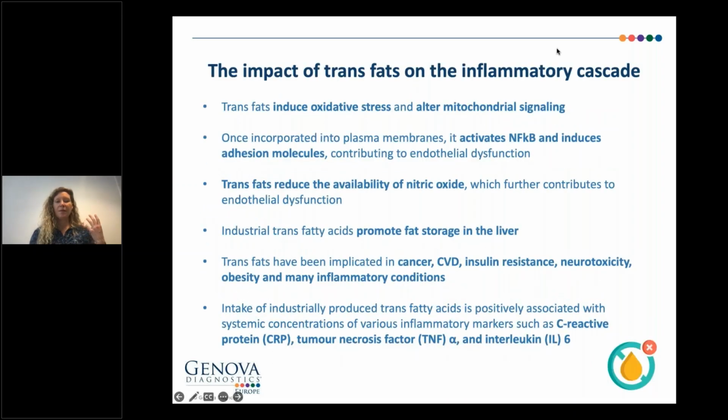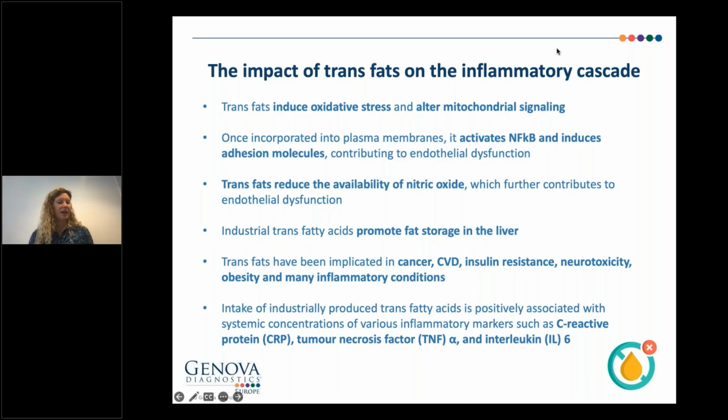So we then move on to the trans fats, and I wanted to expand a little bit more on the impact of trans fats on the inflammatory cascade. As I mentioned in the beginning, trans fats induce oxidative stress and they can alter mitochondrial signaling. Once incorporated into plasma membranes, they activate NF-kappa B and induce adhesion molecules, which contributes to endothelial dysfunction and, of course, inflammation. They also reduce the availability of nitric oxide, which further contributes to endothelial dysfunction. And they also promote fat storage in the liver, which contributes to conditions like non-alcoholic fatty liver disease.